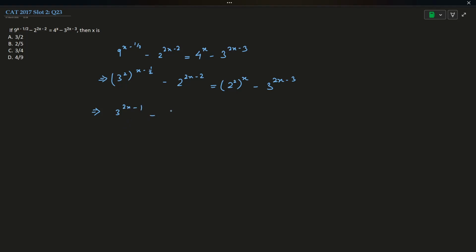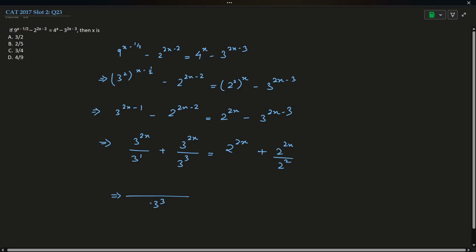Properties of exponents, minus 2 to the power of (2x minus 2), 2 to the power of 2x, again properties of exponents, 3 to the power of (2x minus 3). From here if I bring all the powers of 3 to one side, so it will become 3 to the power of (2x minus 1), right? Minus 1, that means it can be written as 3 to the power of 2x by 3 to the power 1, plus 3 to the power of 2x, right? Minus 3 I have, so I can write by 3 to the power 3. Properties of exponents, guys. Okay, and plus 2 to the power of 2x by 2 square.